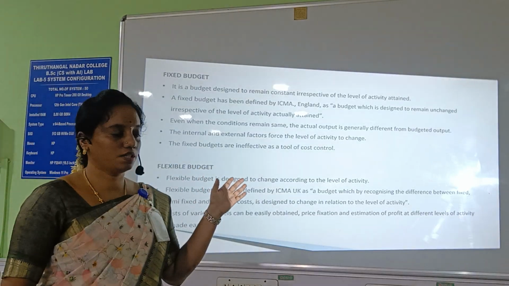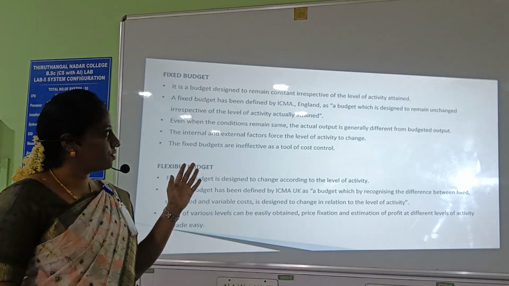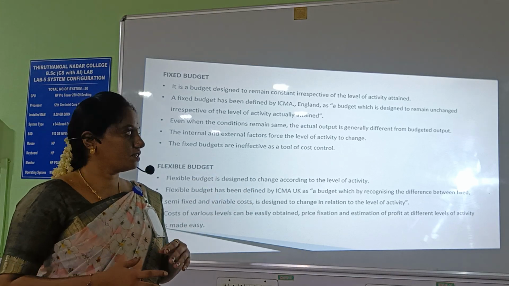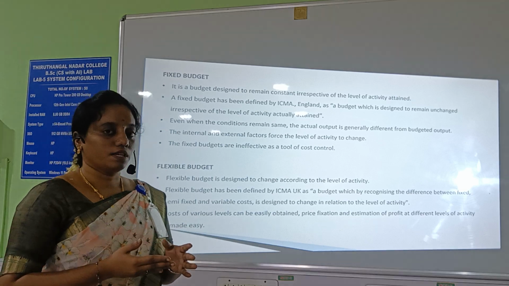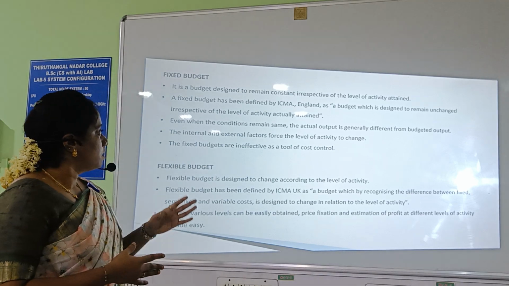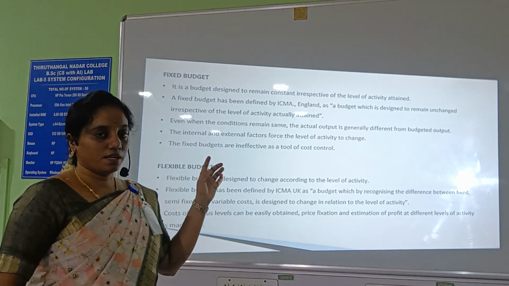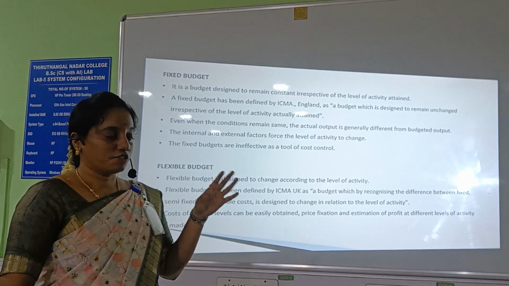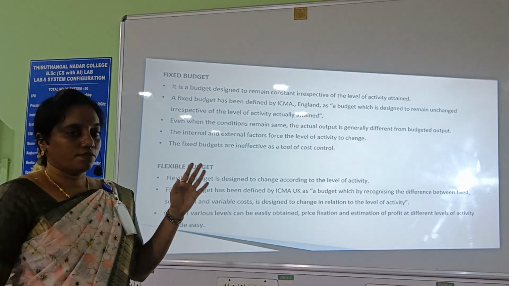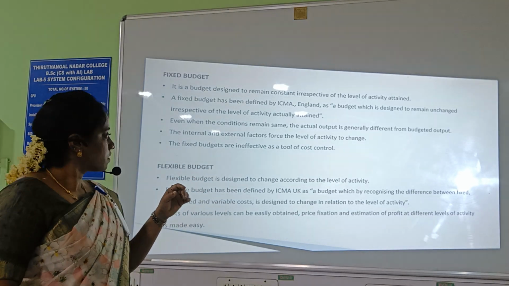Third one is fixed budget. It is a budget designed to remain constant irrespective of the level of activity attained. So, it does not change irrespective of the level of activity attained. A fixed budget has been defined by ICMA England as a budget which is designed to remain unchanged irrespective of the level of activity which is attained.